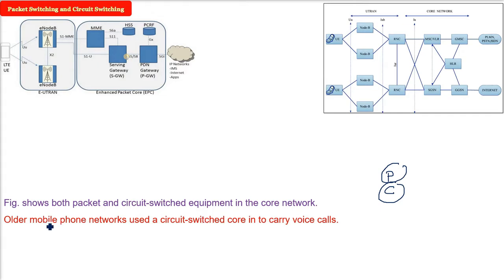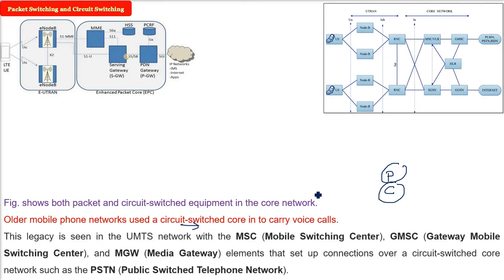The older mobile phone networks used to have a circuit switched core network because they were carrying voice calls. I'm talking about the 1G systems. But that legacy, that tradition, is still seen in the latest 4G, 5G networks and UMTS. You see MSC, Mobile Switching Center, then GMSC, that is Gateway Mobile Switching Center. Then we also see the Media Gateway, MGW. These are there for switching service.